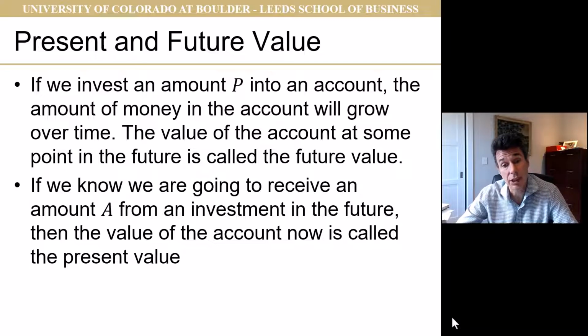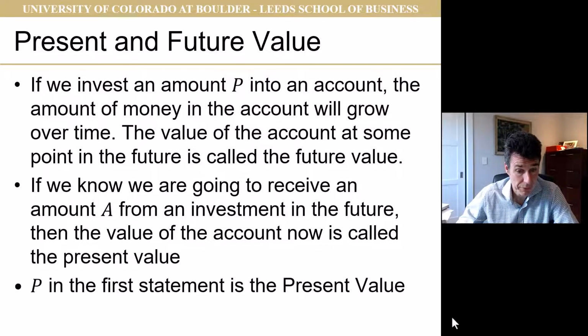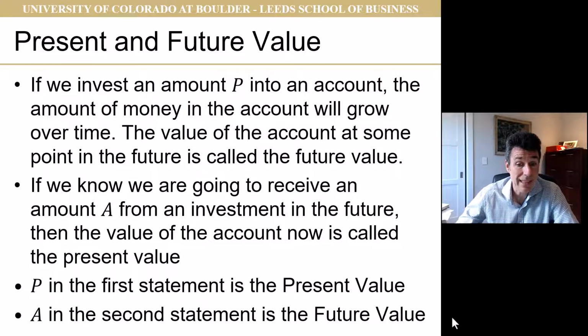So again, in 2 years, we're going to receive $10,000. That might be worth $9,400 today. The $10,000 is the future value. The $9,400 is the present value. So the P in our first statement is the present value, and the A in the second statement is the future value.